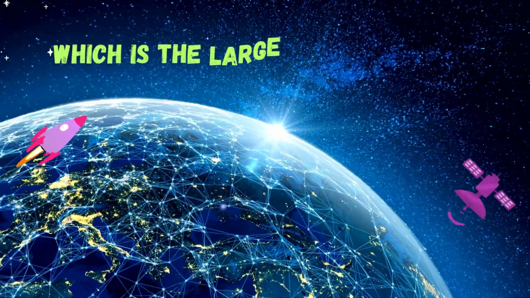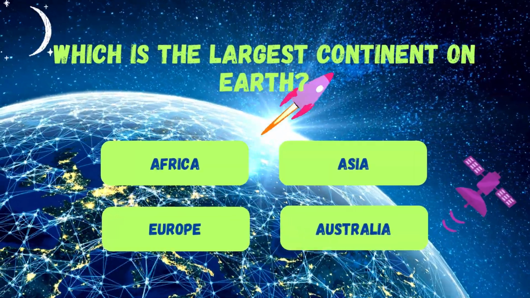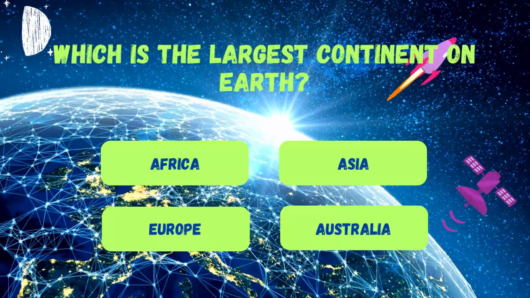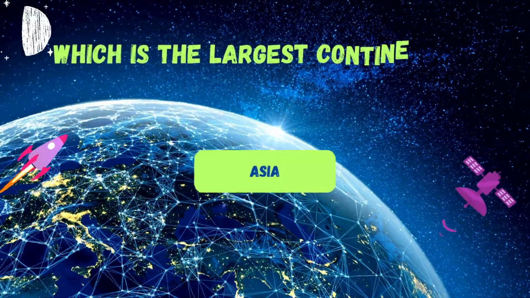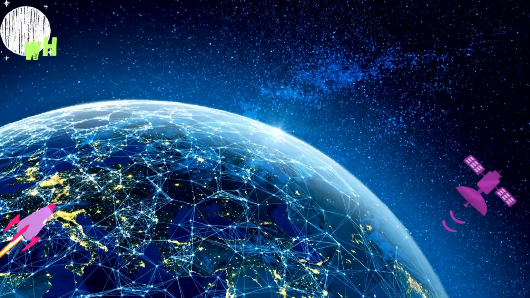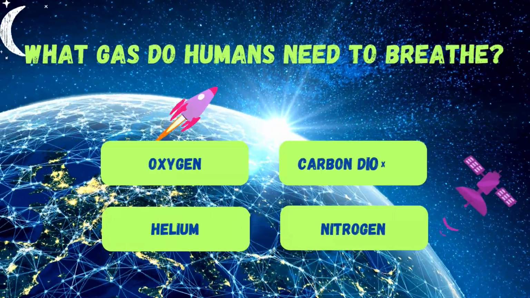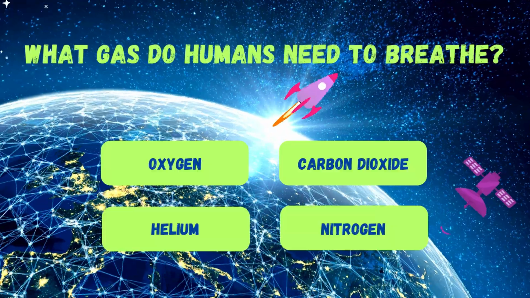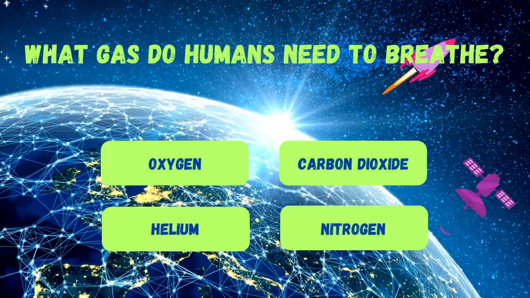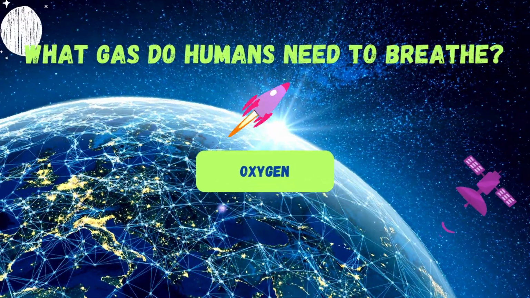Which is the largest continent on Earth? Is it Africa, Asia, Europe or Australia? The largest continent on Earth is Asia. What gas do humans need to breathe? Is it oxygen, carbon dioxide, helium or nitrogen? Humans need to breathe a gas called oxygen.